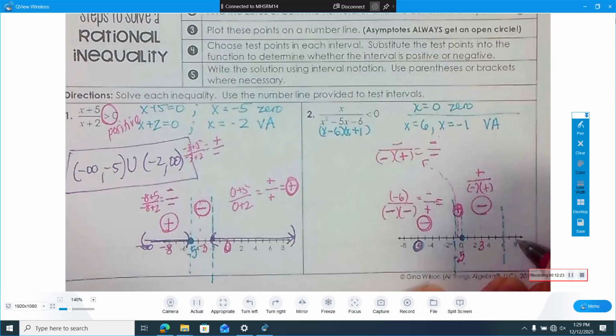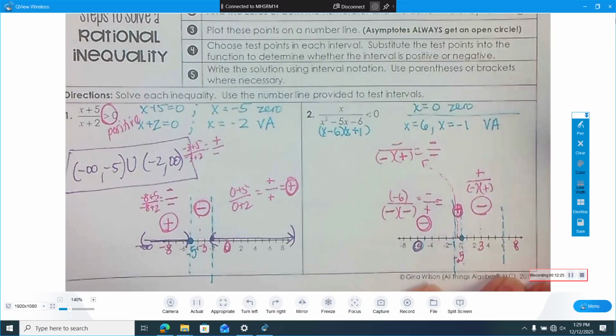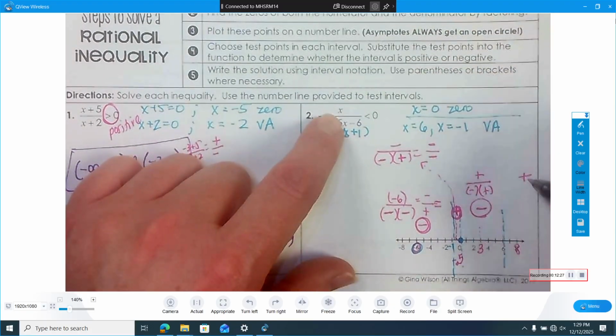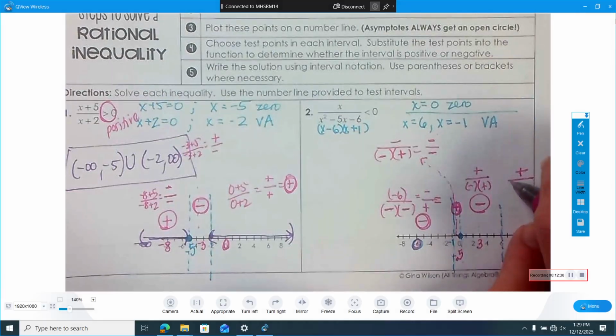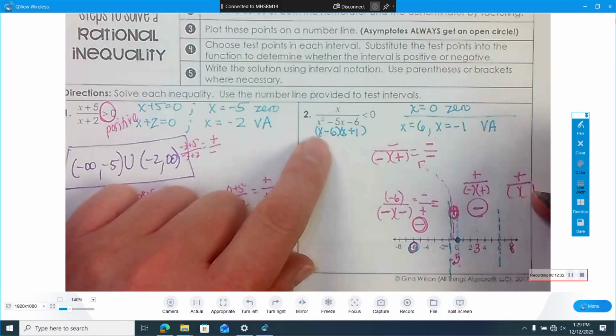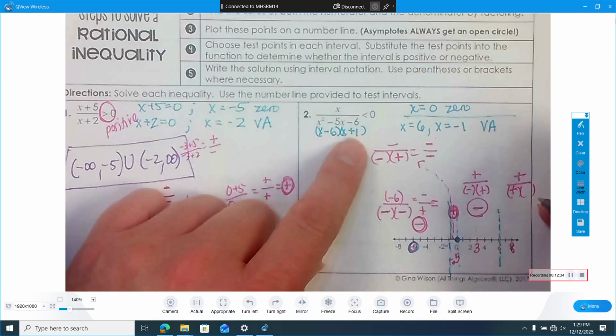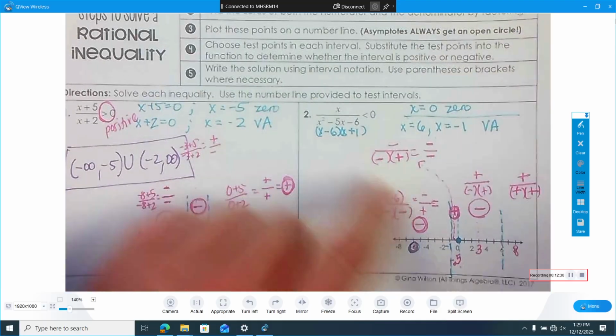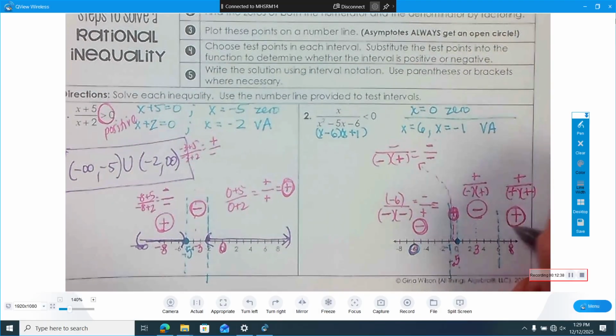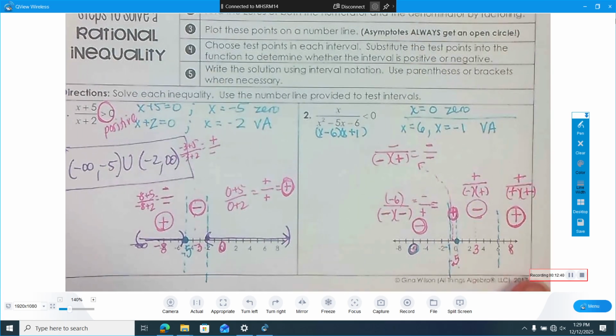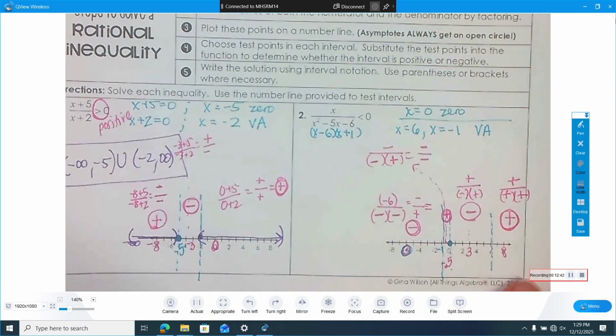And I think I'll plug in the 8 here on the last side. If I plug in an 8, that's a positive on top. And in the denominator, I would have a positive bubble, and I would have another positive bubble, which gives me a positive result overall. Is that making sense to you guys? Yeah. Figuring out positives and negatives?